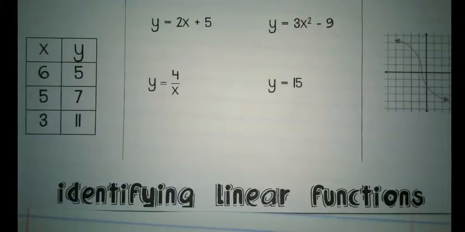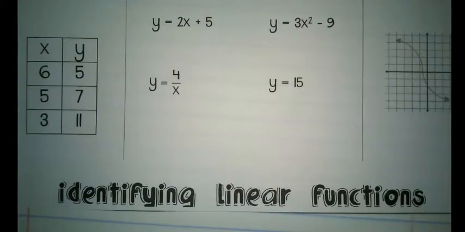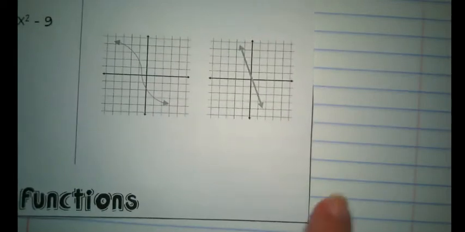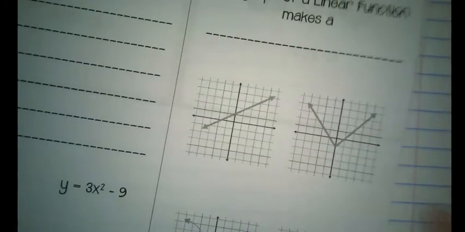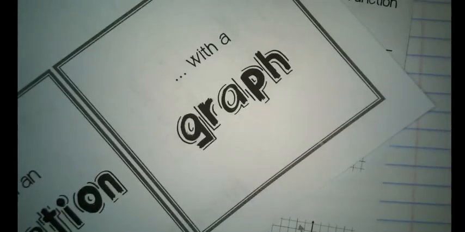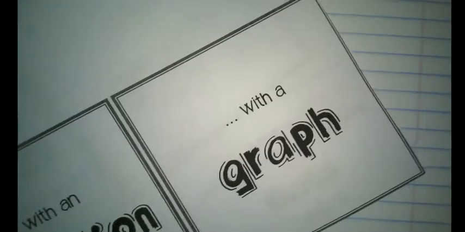So we're going to work on identifying linear functions today, and we're going to work together on this foldable. If yours is not already cut out, then you need to cut it out. Yours would look something like this if it needed to be cut out, where the one that I am using has already been cut out. So if you need to, pause the video and trim your foldable.